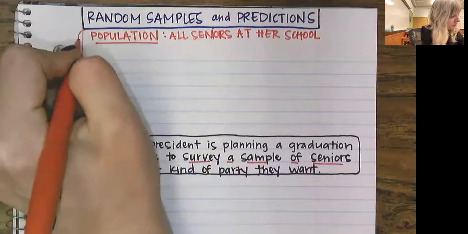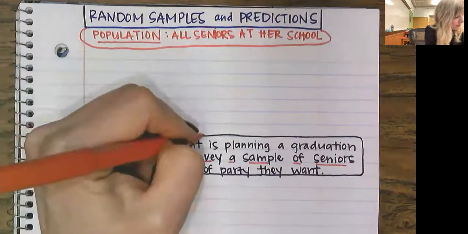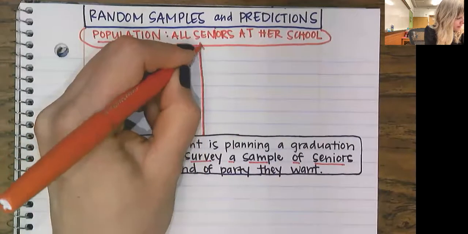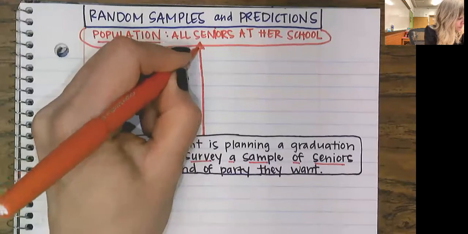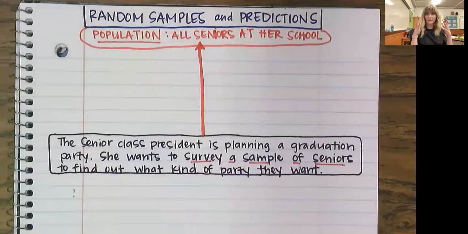So I just, for fun, I put it up here, and I'm going to put a little loopy thing around it, and I'm going to draw an arrow right from this straight up to this. It's very important when you're studying this idea of samples and populations that you recognize and wrap your brain around what is the population being studied. Even though we know she's not going to ask them all, what is the population being studied?